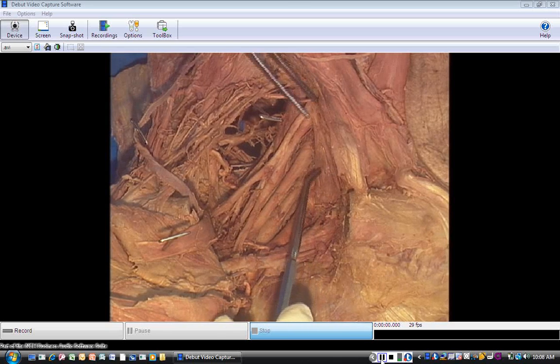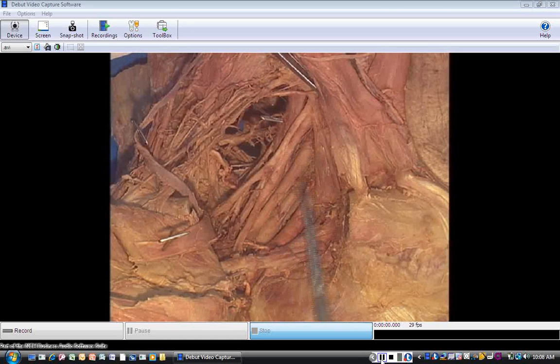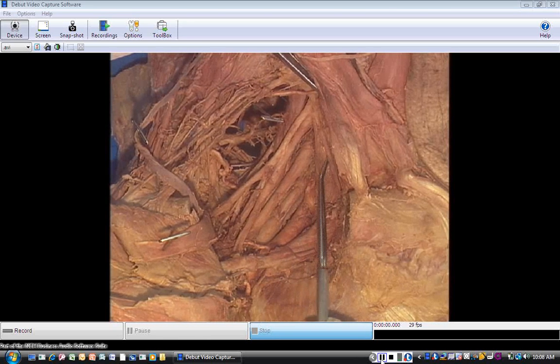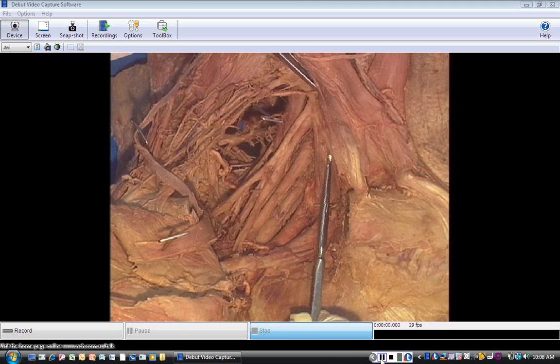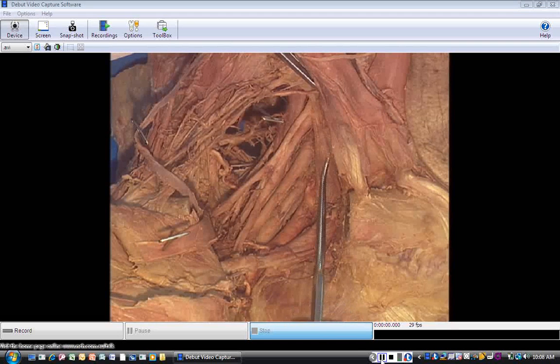That phrenic nerve is going to go into the thoracic inlet and provide motor innervation for the diaphragm, and it provides afferent or sensory innervation for multiple structures, namely part of the pleura.